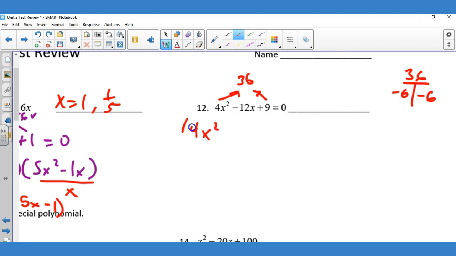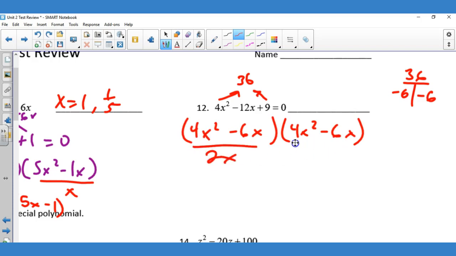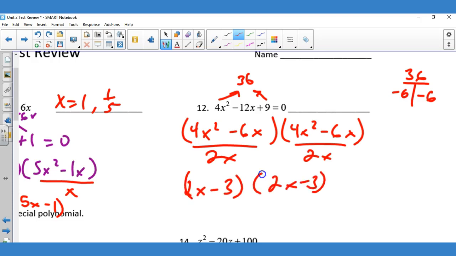So write that first term twice. Don't forget to add that x right there, 6x. Factor out the GCF. And I'm going to get 2x minus 3. On both of those equals 0.